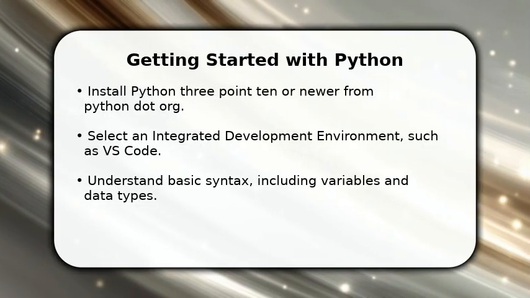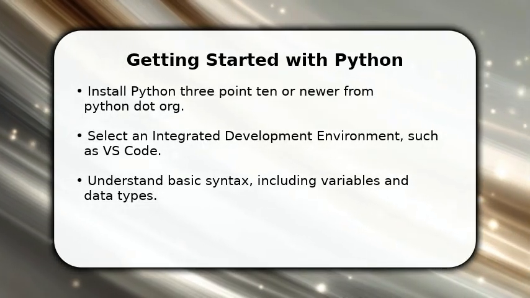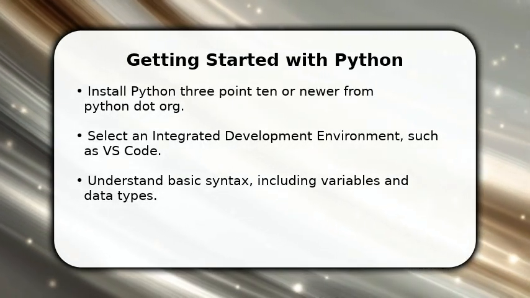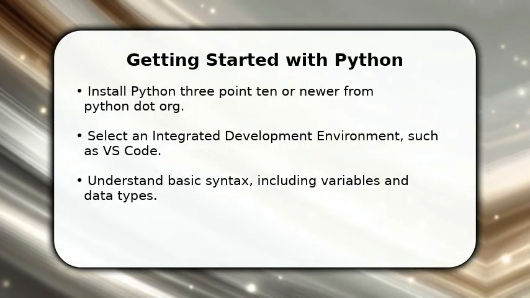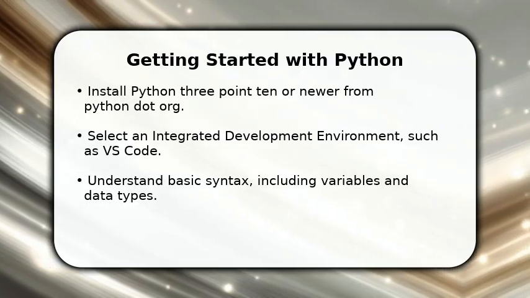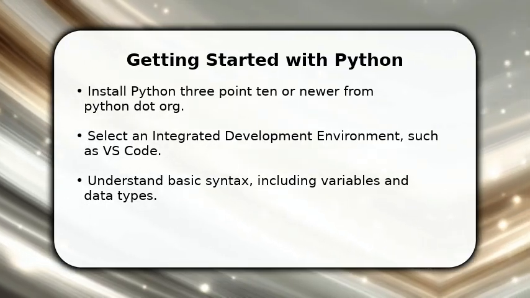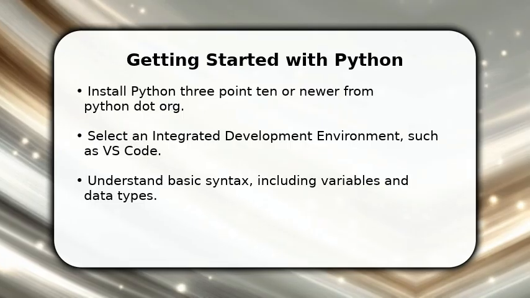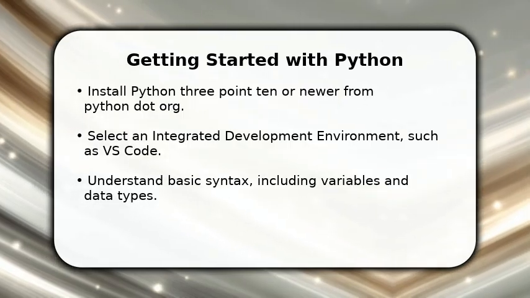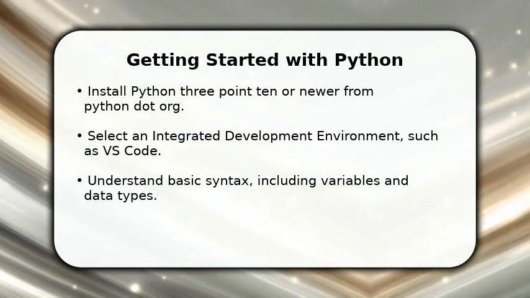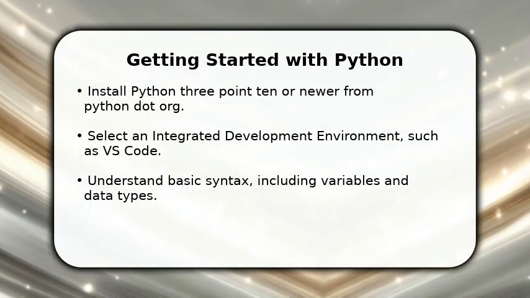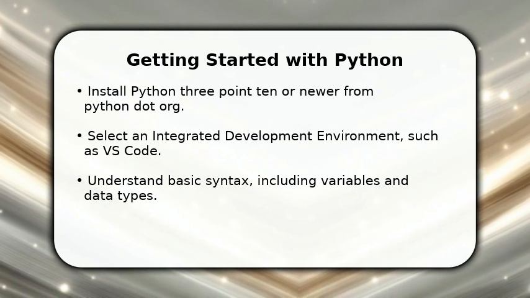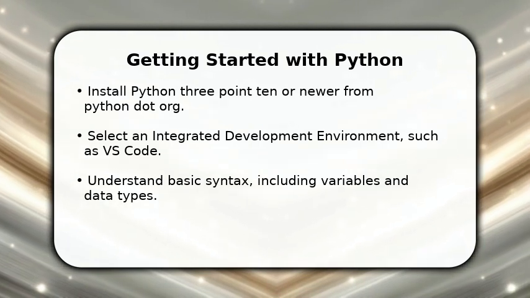In this video, I will explain how to learn Python easily for beginners. First, download and install Python version 3.10 or newer from the official website, python.org. Next, choose a user-friendly integrated development environment, like VS Code, to write and run your code. Begin by grasping fundamental concepts such as basic syntax, variables, and common data types. This initial setup is crucial for a smooth learning journey.